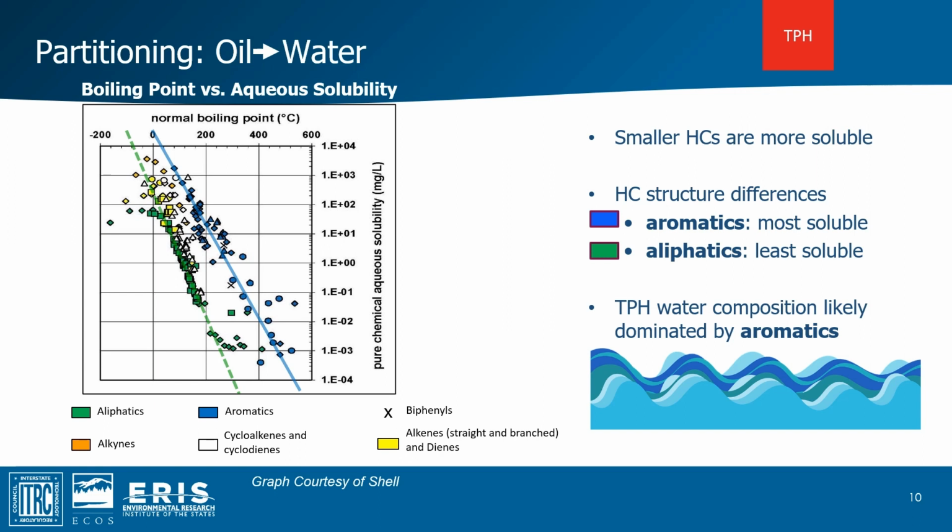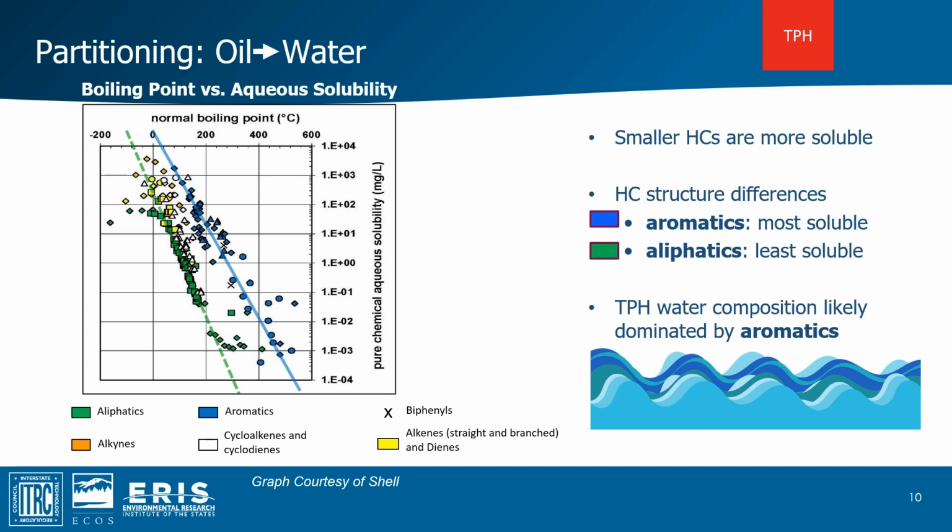In the TPH general chemistry video, we talked about two classes of TPH compounds, aliphatics and aromatics. Aliphatics can occur as straight or branched chains and non-aromatic rings, while aromatics typically contain at least one benzene ring. In general, aromatics are more water-soluble than aliphatics. Therefore, the composition of the TPH water-soluble fraction is dominated by aromatics.